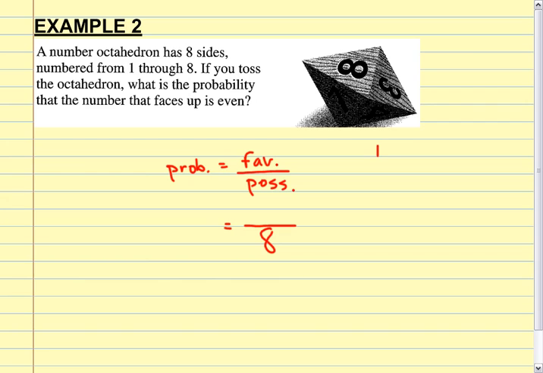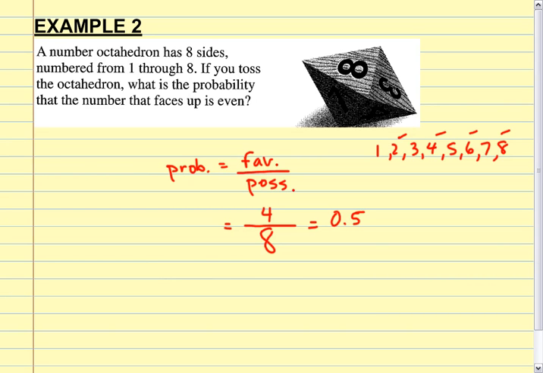Well, let's think about this. 1, 2, 3, 4, 5, 6, 7, 8. How many of these numbers are even? Well, 2, 4, 6, and 8. So 4 of those are even. So 4 out of 8. So what's the probability? Well, you guys know that 4 over 8 is a half, and I represent a half as 0.5 as a decimal. So the probability of an even number landing face up is 0.5. Even chance, right? 0.5 that it won't show up. All right? That we'll get an odd that faces up.